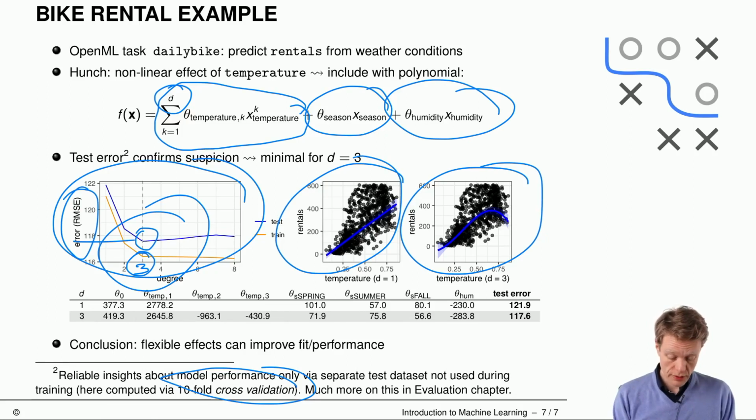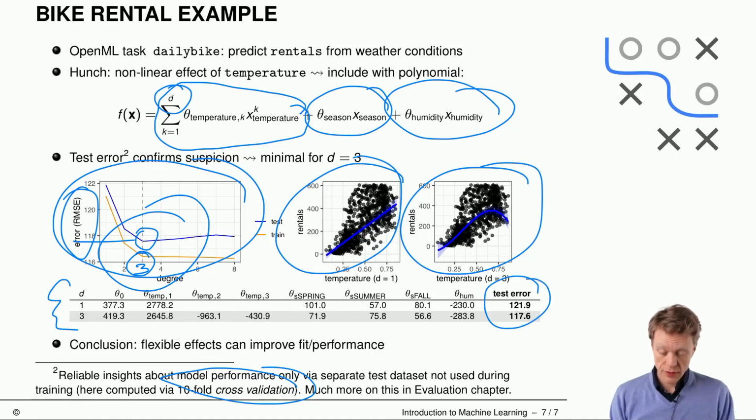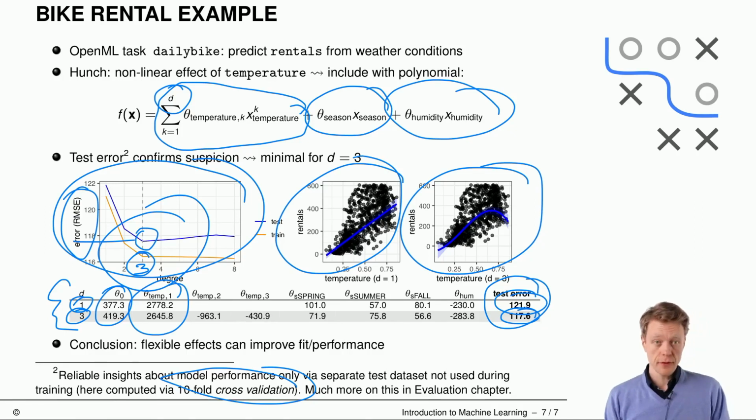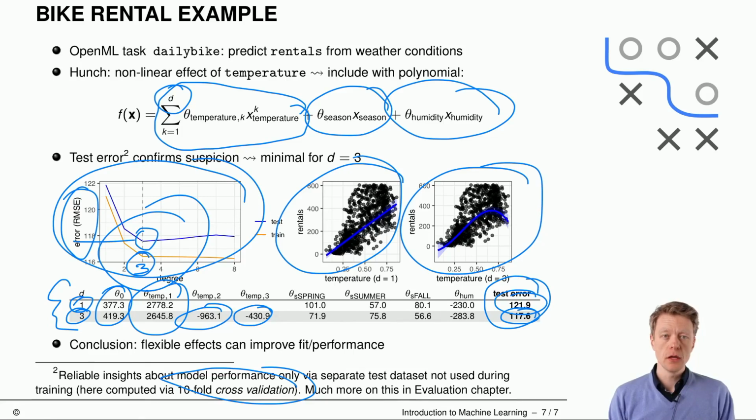Okay, so here there's a small table of some results where you also see that the test error for D equals 3 is smaller than for D equals 1. You also have the estimated parameters, intercept, the linear part of the function, and for the polynomial also the quadratic and cubic part, and well, then the estimators for this categorical feature, season, and then for the continuous feature, humidity.